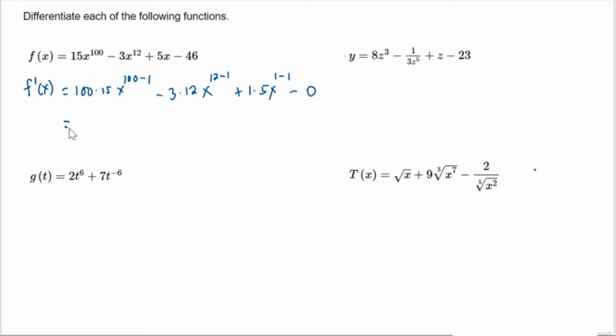Now simplifying this one, we have 100 times 15 is equal to 1,500 of x raised to 100 minus 1 is 99, minus 3 times 12 is 36 of x to the power of 11, because 12 minus 1 is 11, plus 1 times 5 is 5 of x raised to 0.